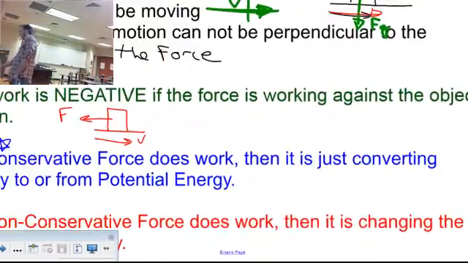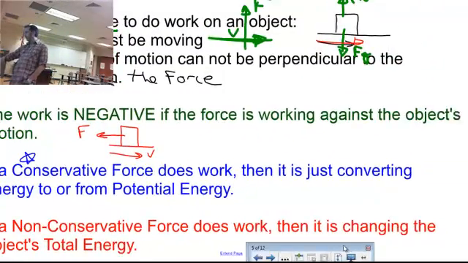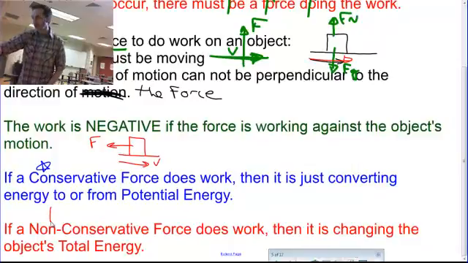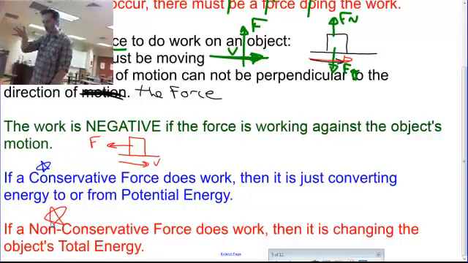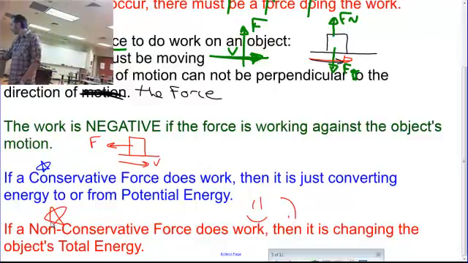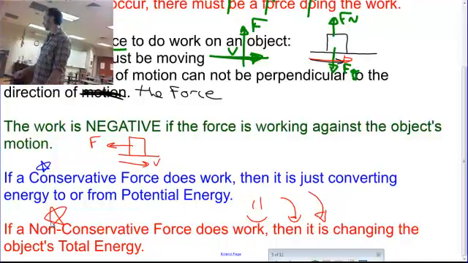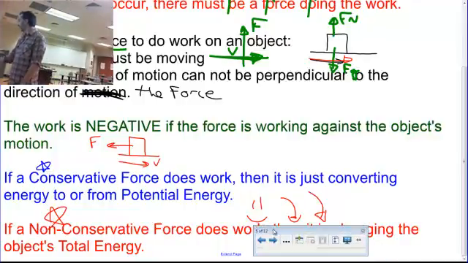All right. Now, this next point is the important one. This is really the whole point of this video right here. If a non-conservative force does work on an object, then it's changing the object's total energy. Okay. That is huge. That is going to be central to this chapter. You have to understand this idea. So put giant arrows and smiley faces pointing at this sentence here. If a non-conservative force does work, then it's changing the object's total energy. Very, very, very important idea. All right? So here's the deal.